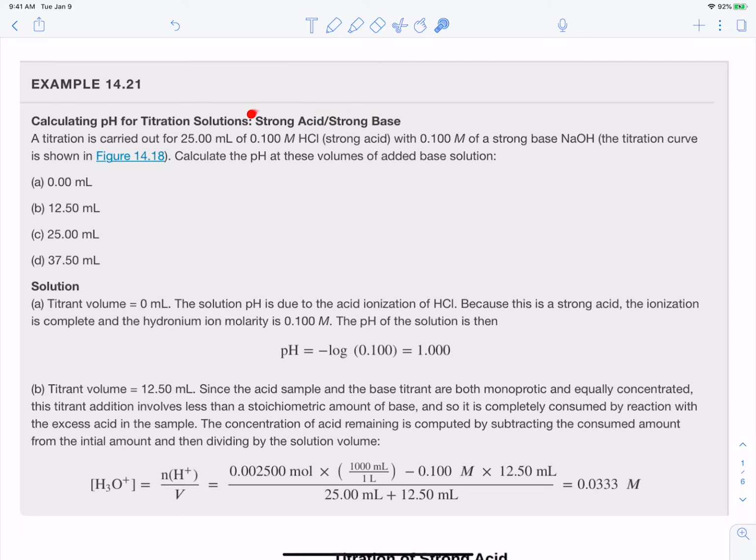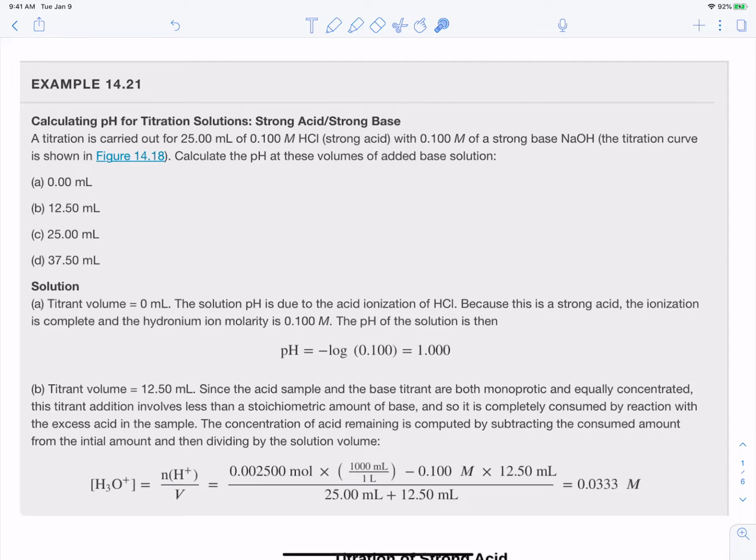And so we're interested in a strong acid and a strong base. We're told a titration is carried out for 25.00 millilitres of a 0.100 molar HCl solution, which is of course a strong acid, and we're going to titrate it against a strong base, a 0.100 molar solution of sodium hydroxide. The titration curve is in figure 14.18, and we're asked to calculate the pH at these volumes of added base solution. This is the answer that you see worked in your textbook, and I'm going to do it in a slightly different way.